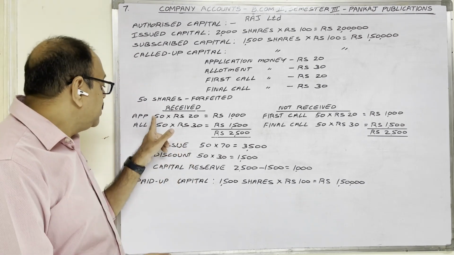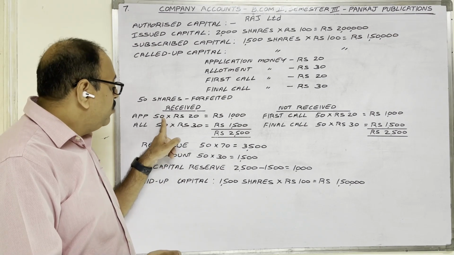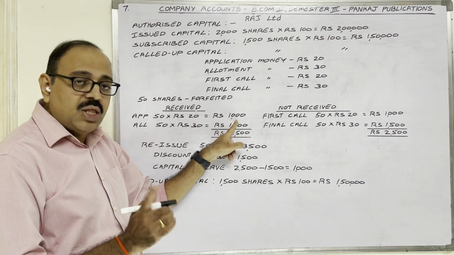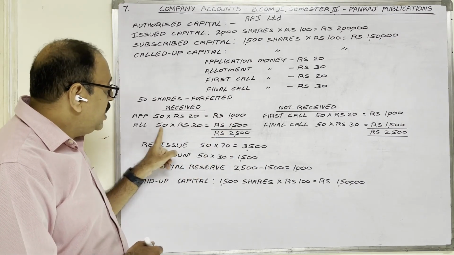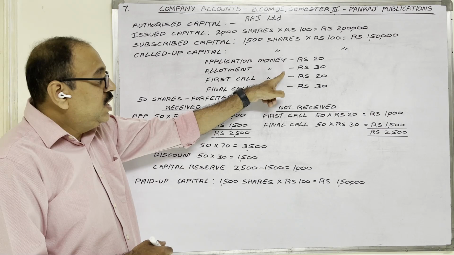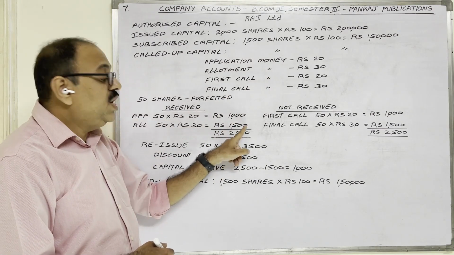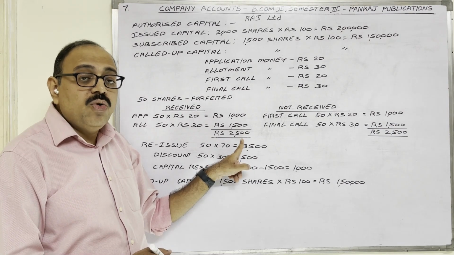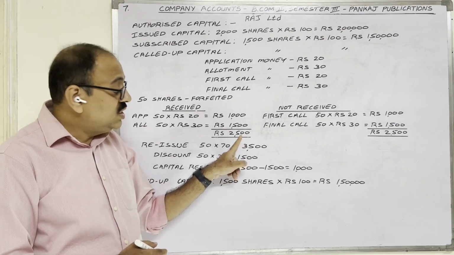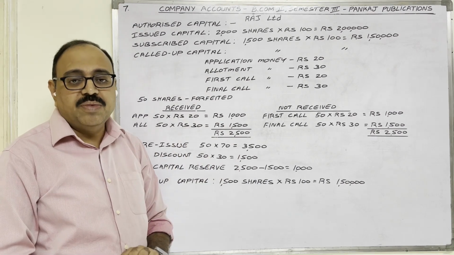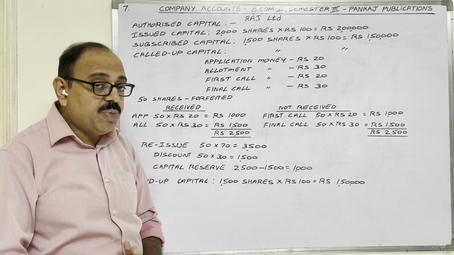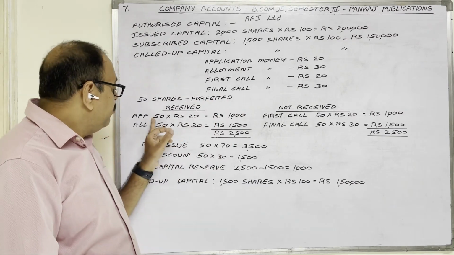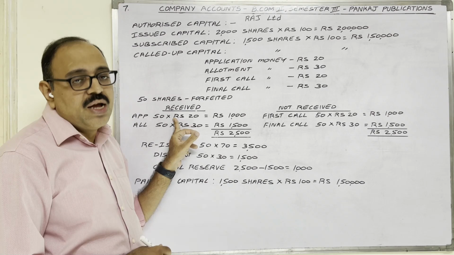Already he paid application money and allotment money on 50 shares at the rate of 20 rupees each. He paid application money 1000 rupees. On 50 shares at the rate of 30 rupees each, he paid allotment money 1500 rupees. He paid 2500. Now the company is not going to refund this amount to Ravi. So this amount is a capital gain to the company, and it is transferred to a separate account known as share forfeited account. And these 50 shares are reissued by the company.